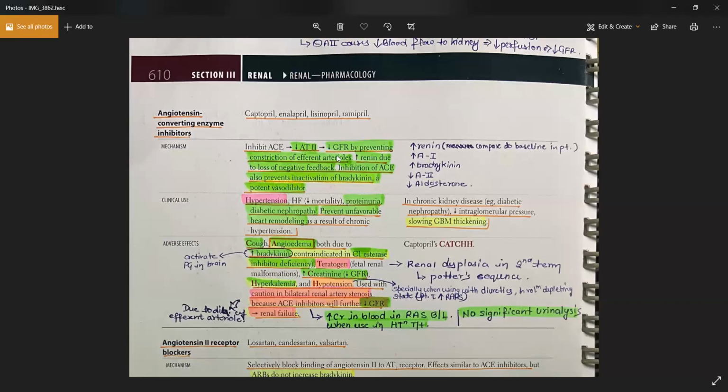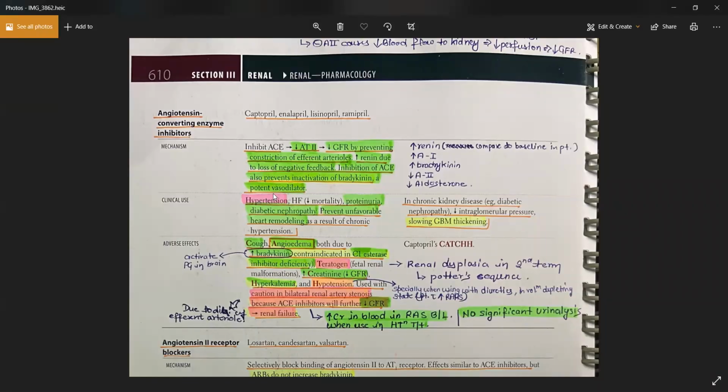Now this angiotensin converting enzyme is also required for the degradation of bradykinin. If I inhibit this enzyme, I will be having more bradykinin, and that will lead to the angioedema and the cough also. So cough and angioedema is the side effect of this therapy. Okay, so renin will be increased, angiotensin 1 will be increased, bradykinin will be increased, angiotensin 2 will be decreased, and as a result, aldosterone will be decreased.